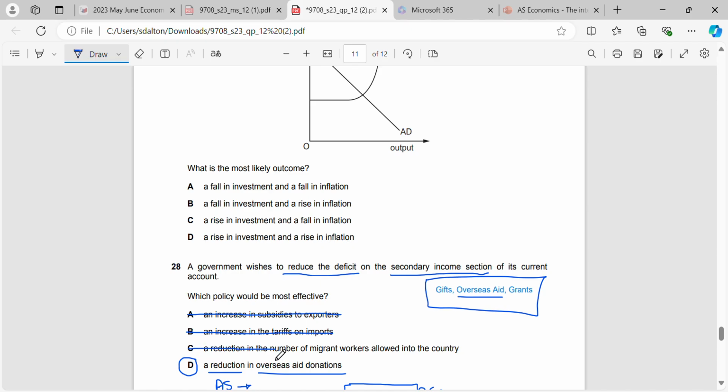Okay, C doesn't apply. A reduction in the number of migrant workers allowed into the country, it's going to affect the primary income section.